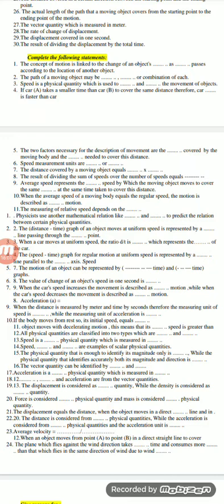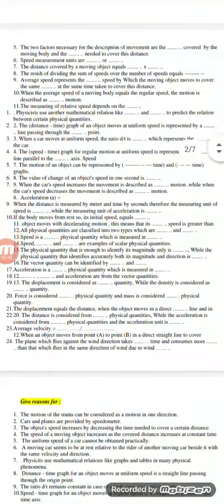Number 3. When a car moves at uniform speed, the ratio of displacement or distance over time is constant or fixed or uniform, which gives me the meaning of uniform. So my ratio is constant or fixed, which represents the speed of the car. And both of them define for me the speed of the car.